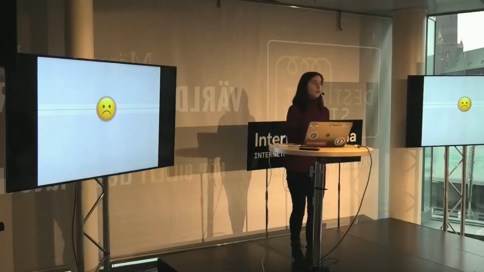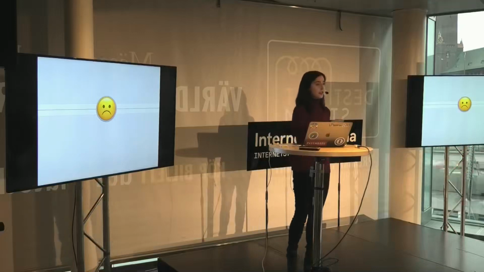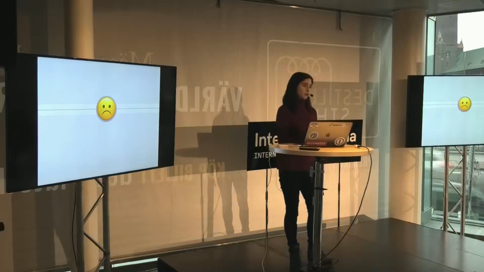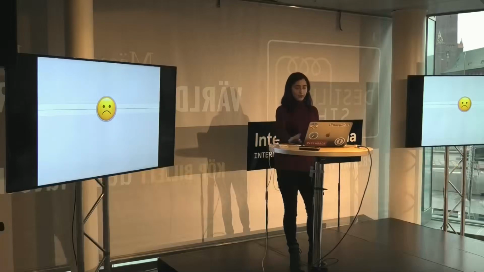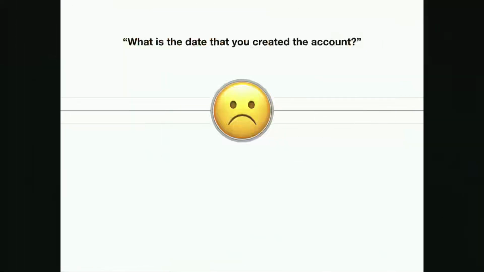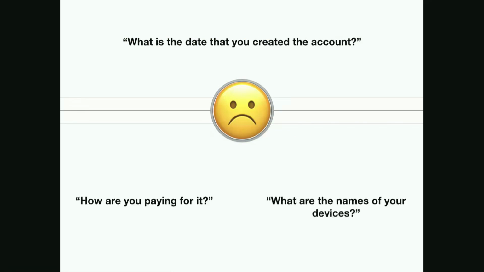So the first thing that we require is for the request to disable 2FA to come from the exact same email address that the 1Password account is registered to. But control of the email address is not enough. So what we do is we ask people a few questions about their 1Password account. For example, what is the date that you created the account? How are you paying for it? What are the names on the devices?